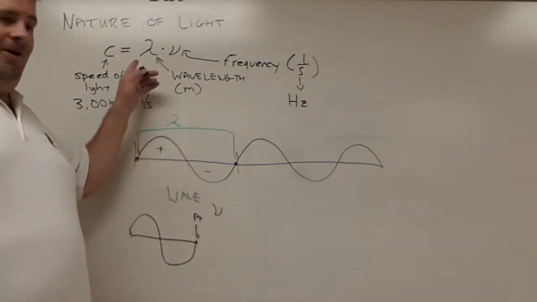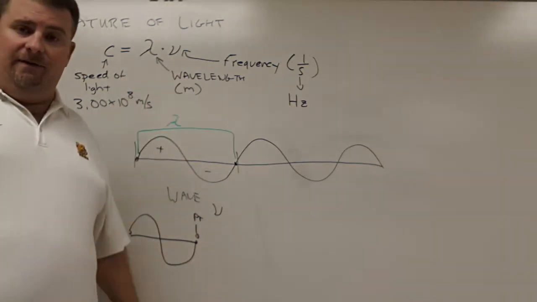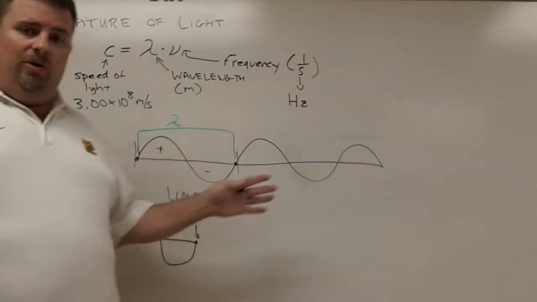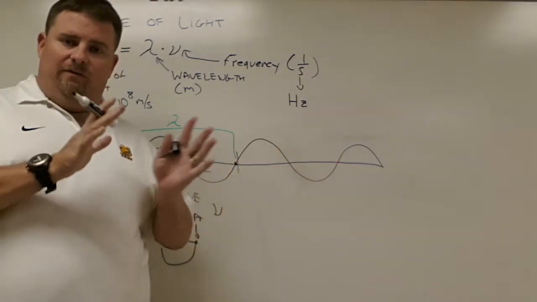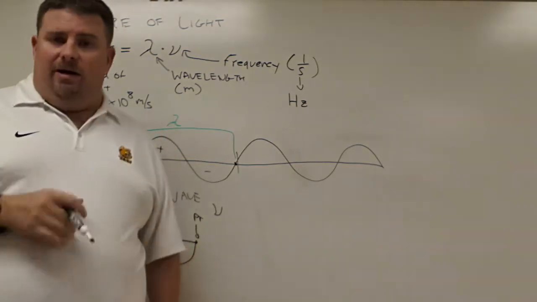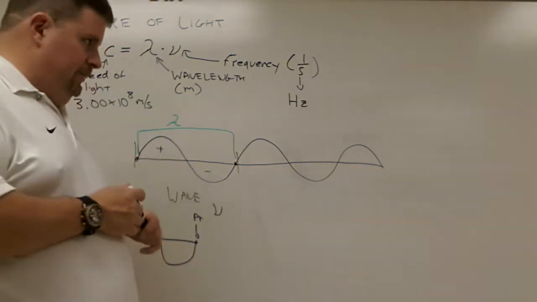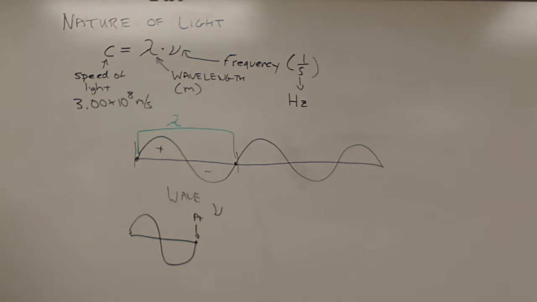So, you can tell by this equation that wavelength and frequency have an inverse relationship. The longer the wavelength, the lower the frequency. The shorter the wavelength, the higher the frequency. Okay? So these two things are pretty easy to analyze.